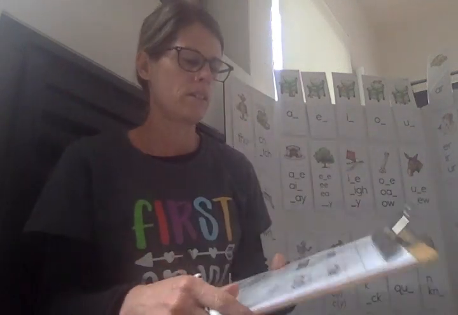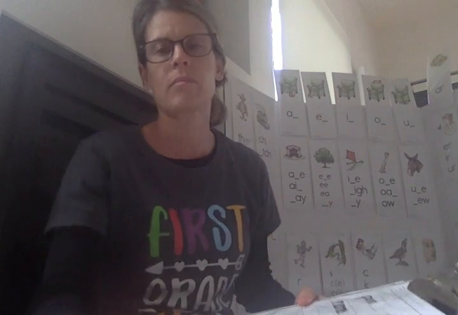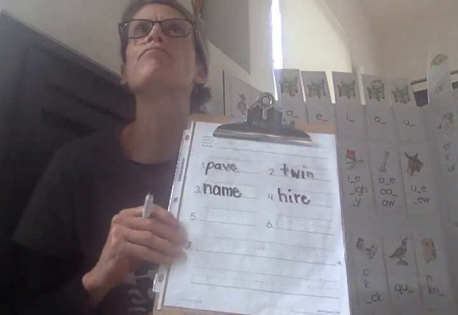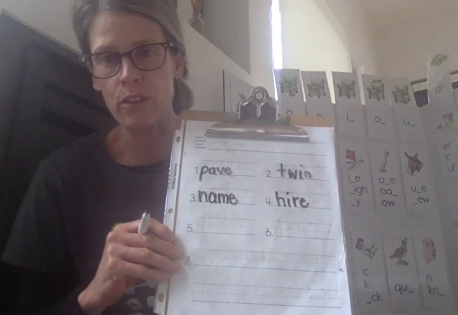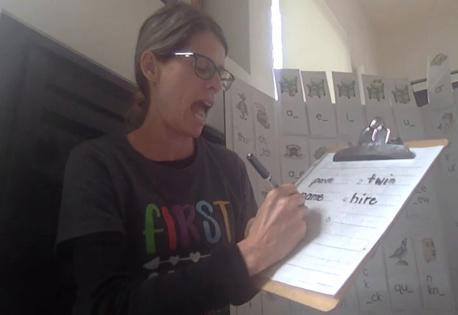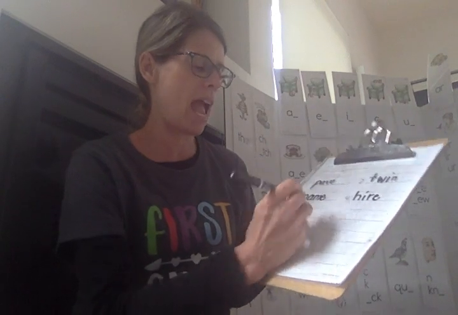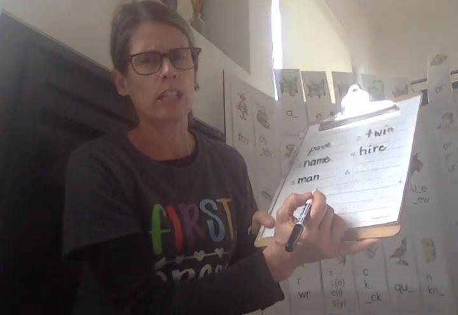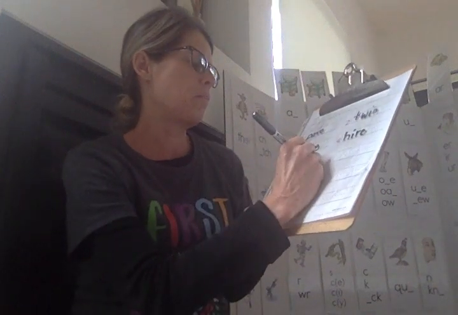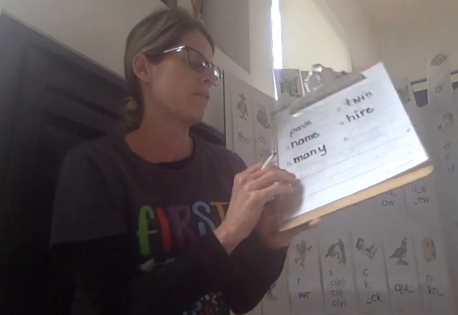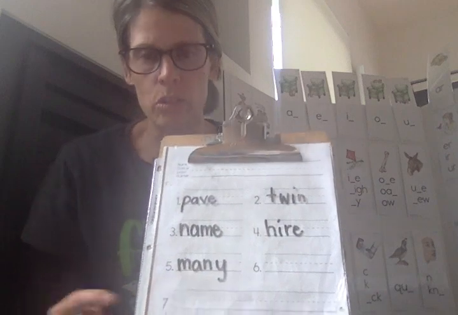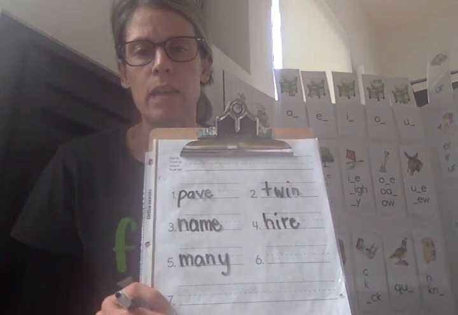All right, number five, many. Many. I have many birds flying over my house. Many. An E. That's a tricky one. Sounds like it's saying the long E, right? When there's a Y at the end, it can say E or I. Man-E. So don't let that trick you. That's a Y at the end. Many.